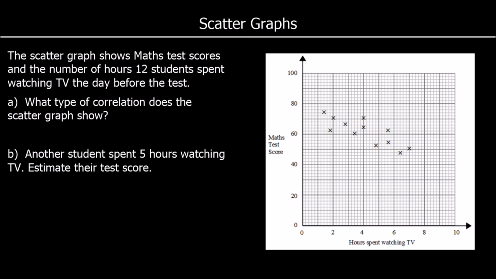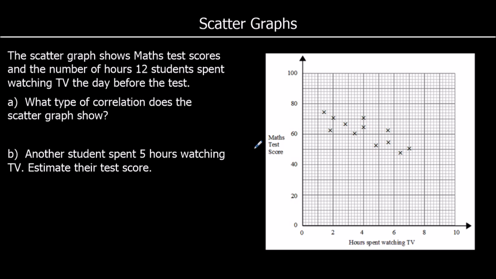And here we have a scatter graph question. We've got a scatter graph showing maths test scores and the number of hours students spent watching TV on the day before the test. So there's 12 crosses here. Each cross represents one of the students. So this student here spent 6.5 hours watching TV and scored 48 on the test. So each cross is a different student, and we can use a scatter graph to look at the correlation, to look at the relationship between two things.